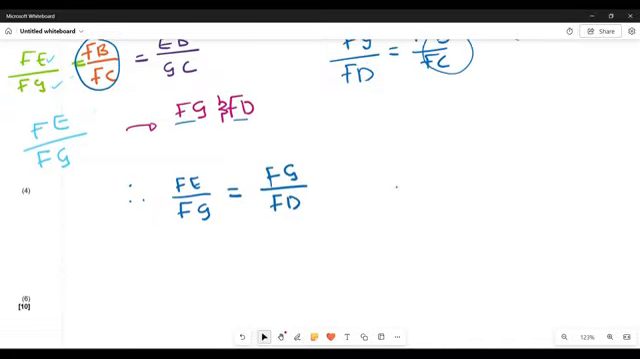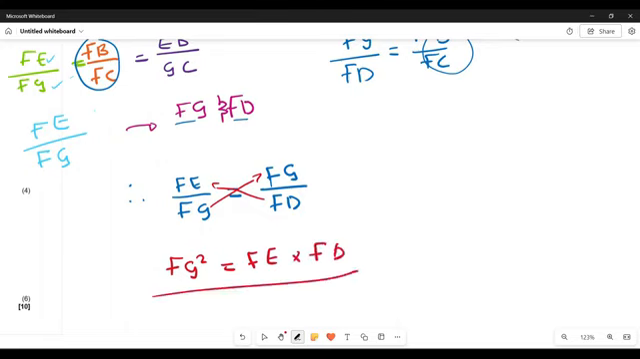So now I'm going to cross multiply. If I do so, this is going to be FG squared, which is equal to FE multiplied by FD. And this would be your final answer.